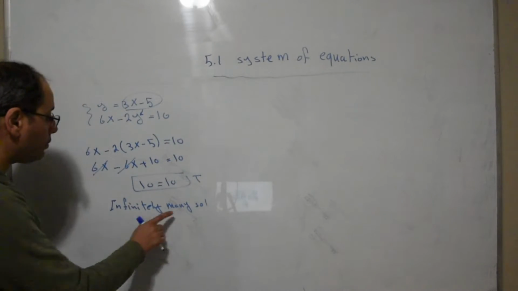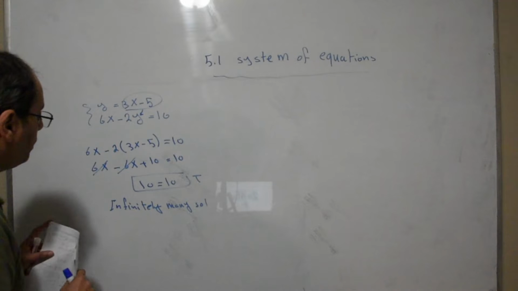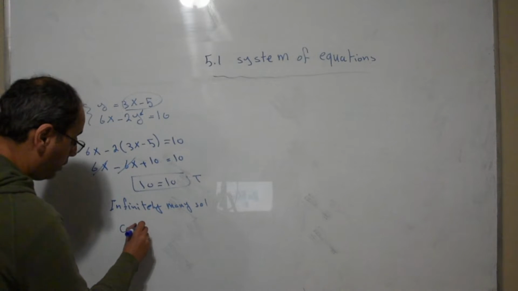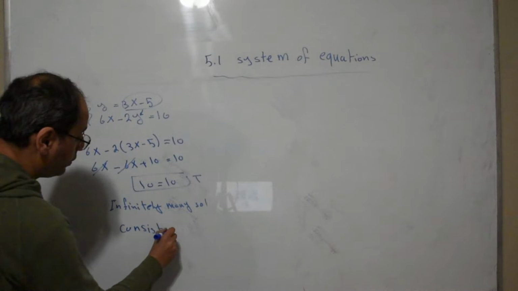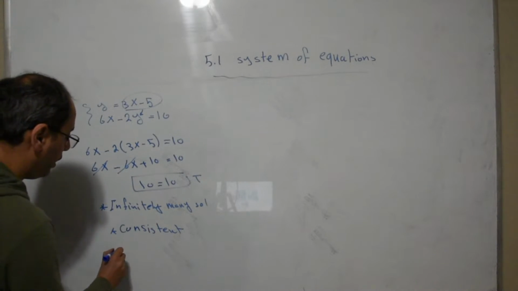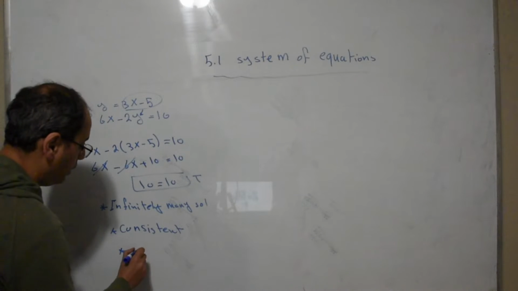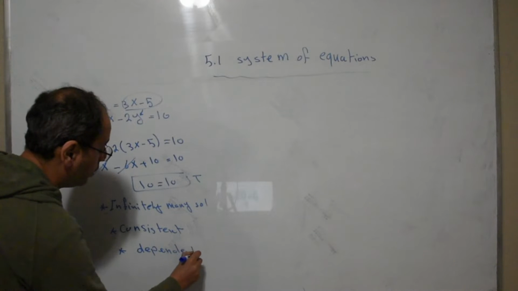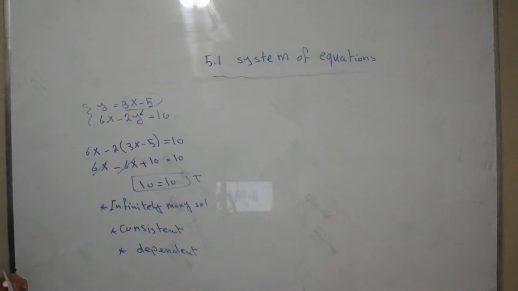Okay? Alright, so that means that the system is consistent, and the variables are dependent. Question: how can I write this solution?